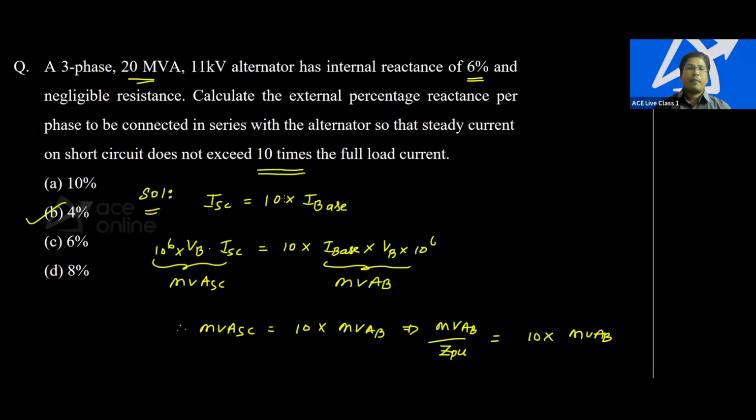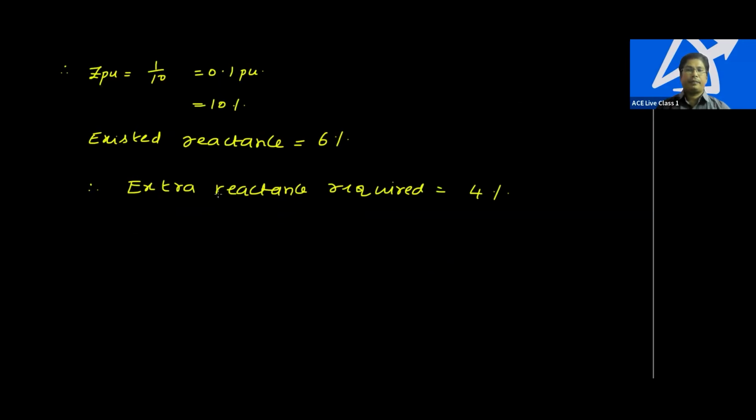See the question: we have taken ISC as 10 times that of the full load current, that is the base current, the rated current. We multiplied on both sides with V base into 10 power 6, cancelled MVA base and MVA base, and calculated Z per unit. Right, students? See the next question.